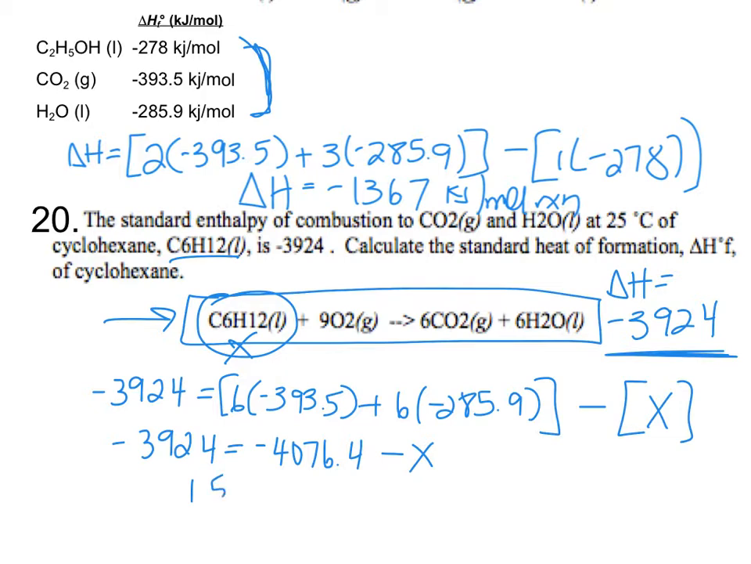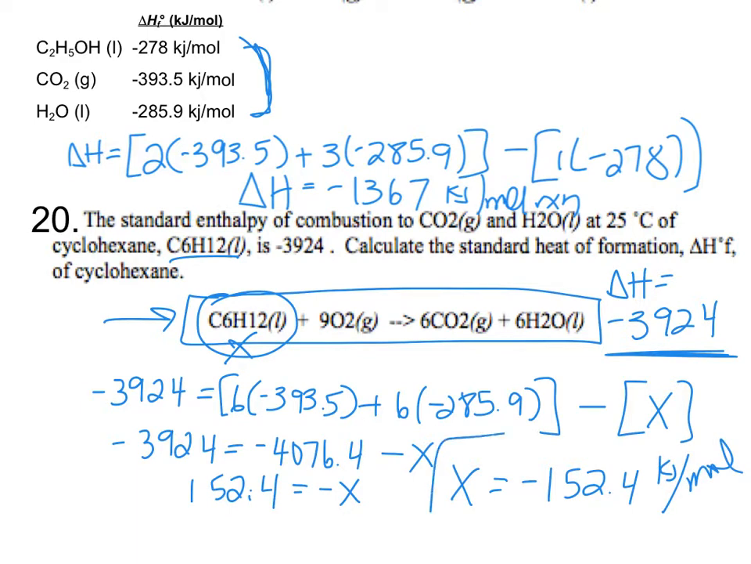I get 152.4 equal to negative x. So my x then is equal to negative 152.4. And again, it's kilojoules per mole. This time it's not per mole of reaction. This is actually the heat of formation of just that cyclohexane.